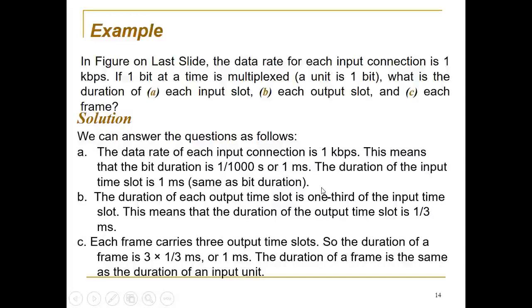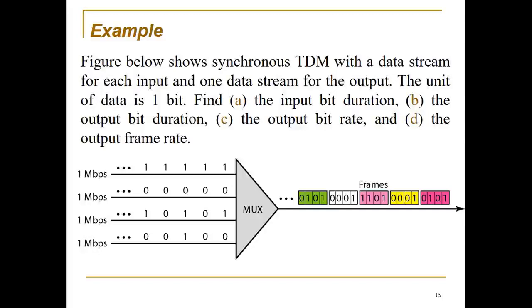Moving on to another example. In this case, we have this figure here, and we want to show synchronous time division multiplexing with one data stream for each input and one data stream for the output. The unit of data is 1 bit. The questions are: 1, find the input bit duration. 2, find the output bit duration. 3, find the output rate. And 4, find the output frame rate. So how do you go about this question?